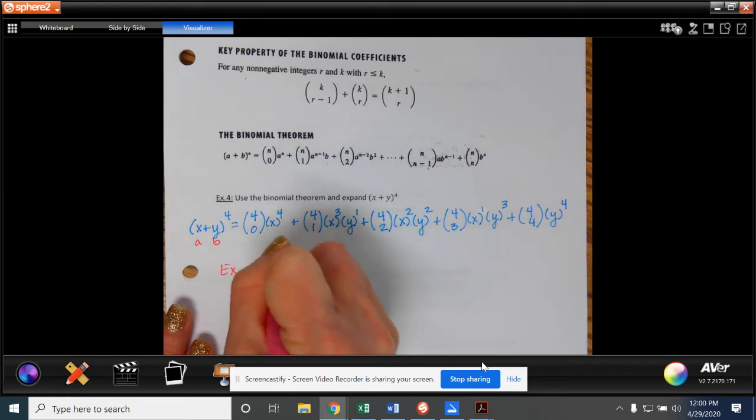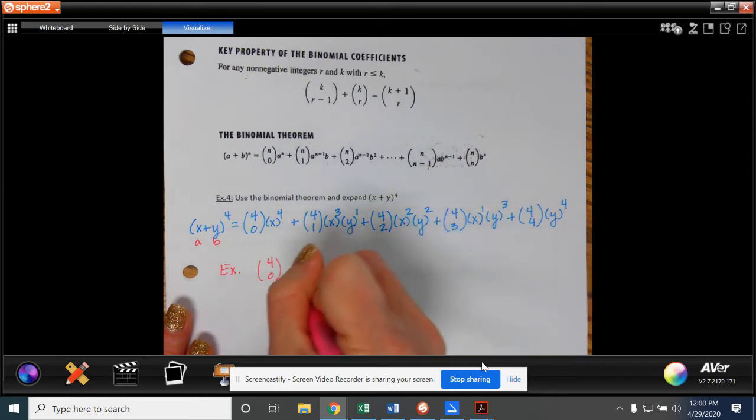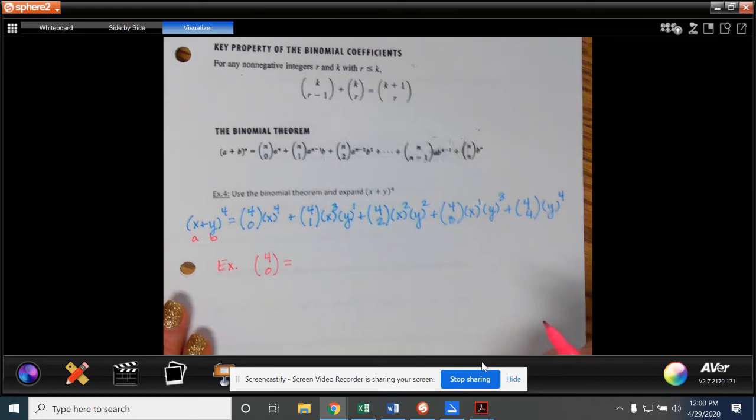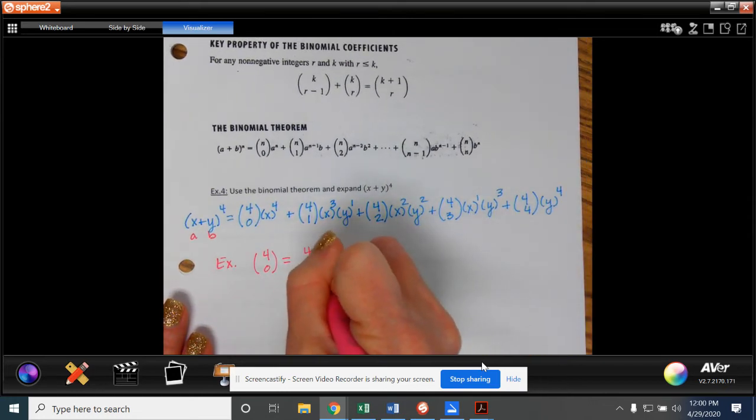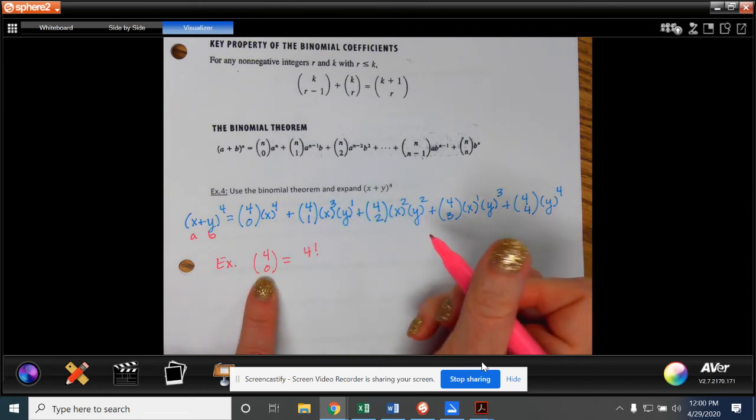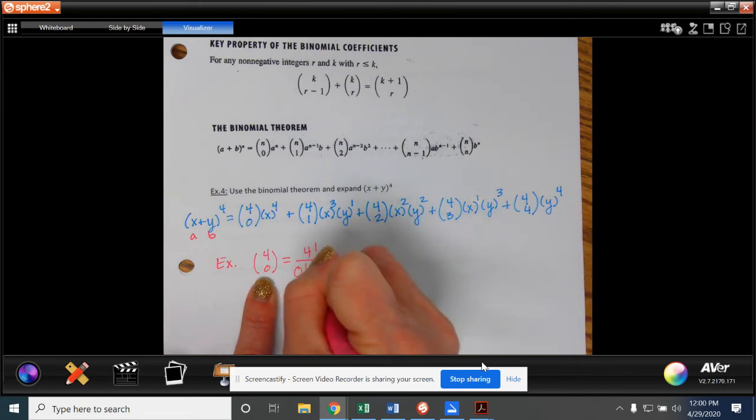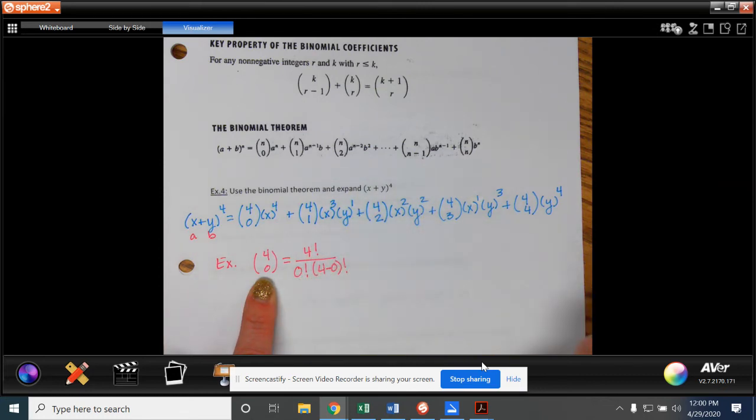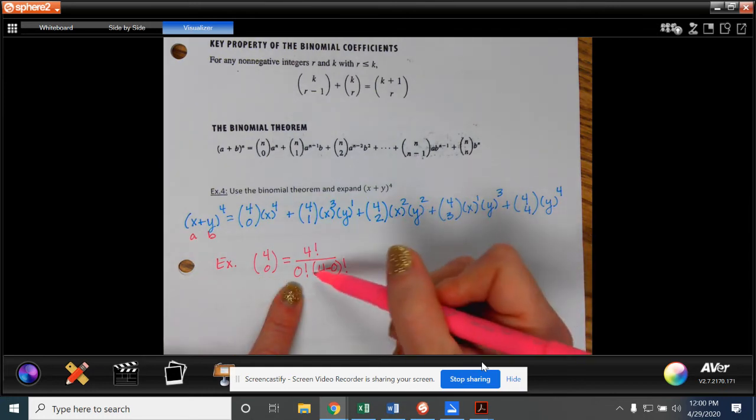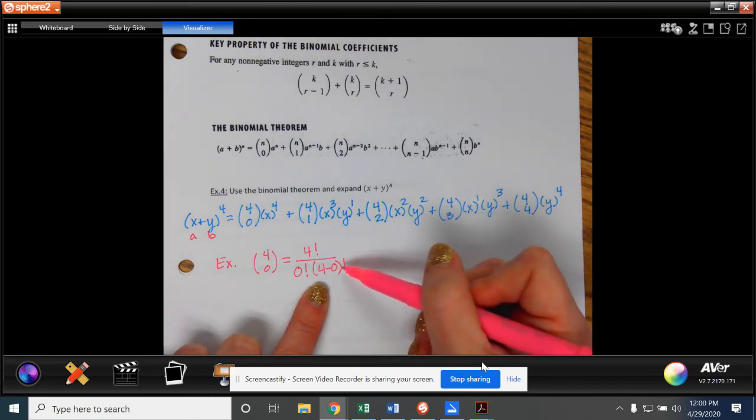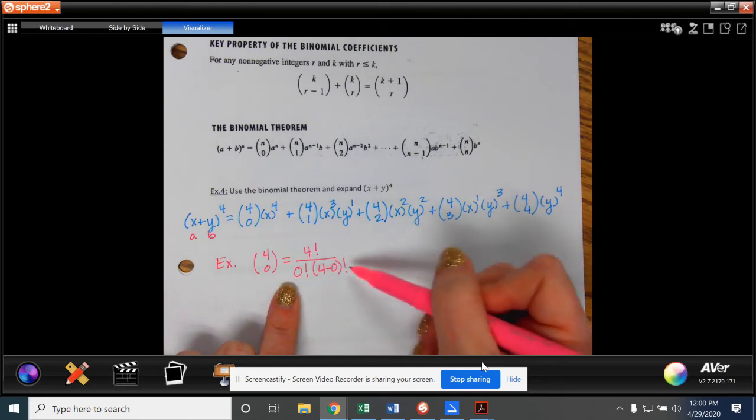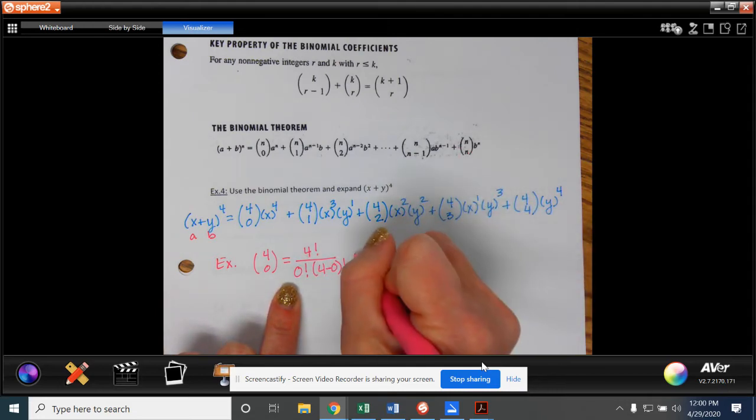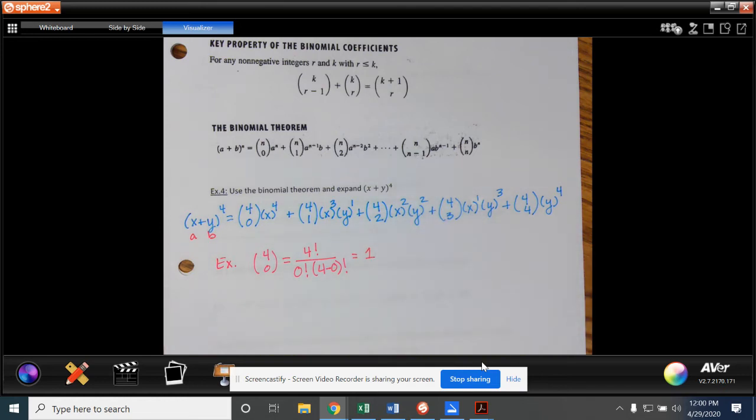Let's actually do the first one, 4 over 0. If you remember your factorial from the previous video, we have 4 factorial over the bottom piece, which would be 0 factorial times 4 minus 0 factorial. Well, if you think about that, this is going to be 4 factorial. And if you plug it into your calculator, you're going to end up with a coefficient of just plain old 1. Try it out, do your math, and see what happens.